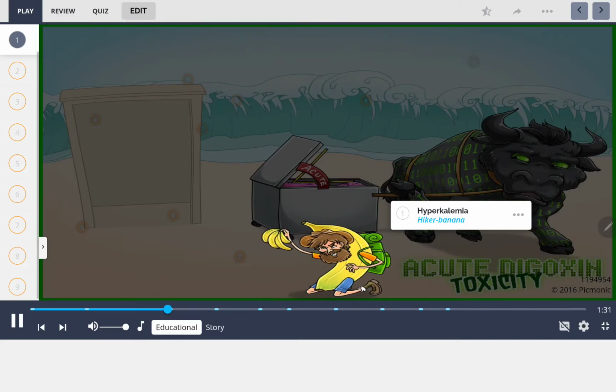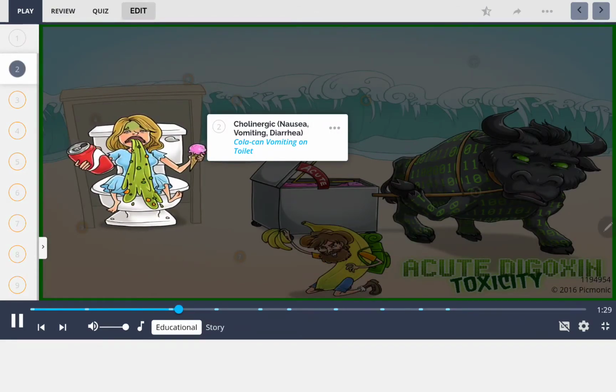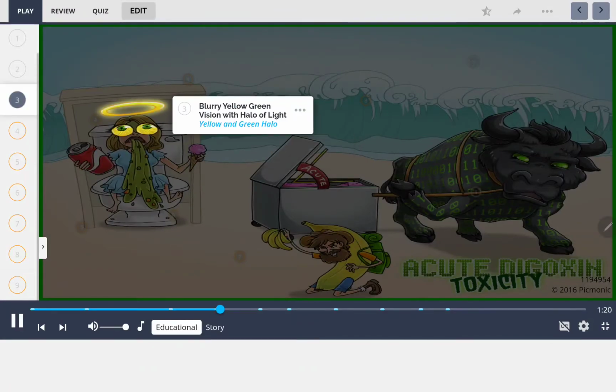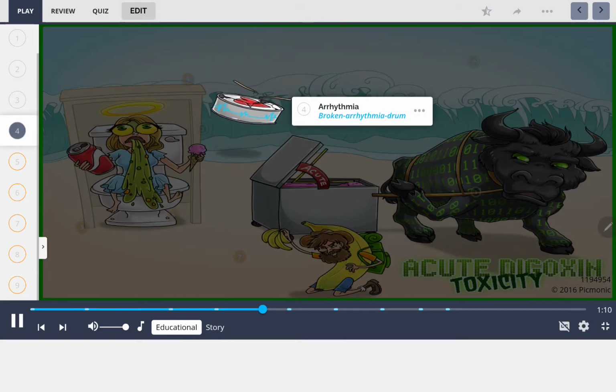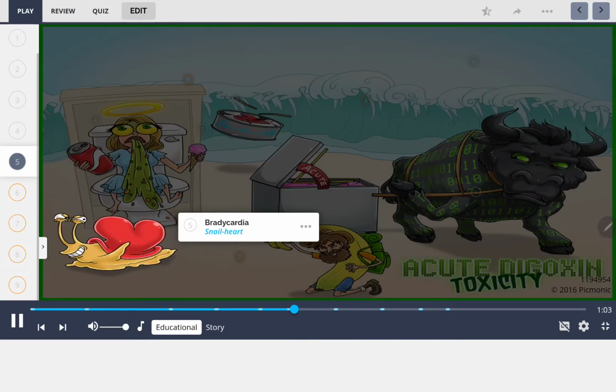Other acute adverse effects include cholinergic symptoms like nausea, vomiting, and diarrhea, shown by cholinergic colic, vomiting, and the toilet. In addition, it can lead to disturbance of color vision, including mostly yellow and green and a halo of light, shown by the yellow and green halo. Acute digoxin toxicity can also cause arrhythmias, portrayed by the broken arrhythmia drum. More specifically, it can cause bradycardia, which means a slow heart rate shown by the slow snail heart.